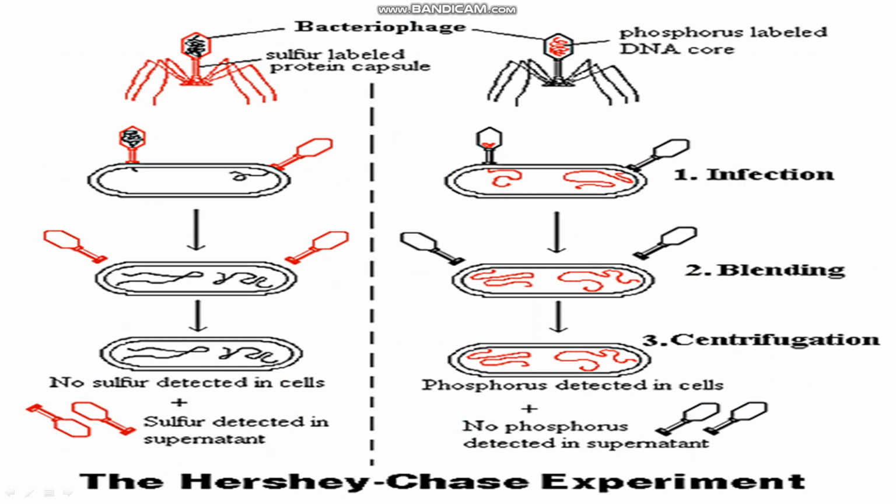What they did: radioactive labeling of bacteriophage. Bacteriophages are radio-labeled: here sulfur-labeled protein capsule, here phosphorus-labeled DNA core. Clear? Black is the protein capsule. The radioactive part is protein here, and the radioactive part is DNA here. Clear? So they did infection of this bacteriophage into a bacterial culture.